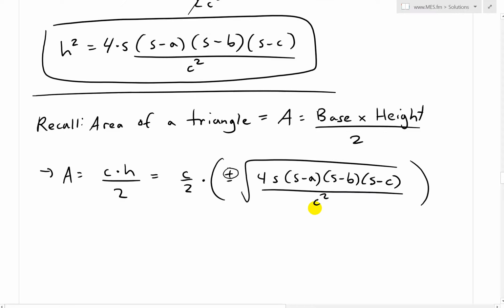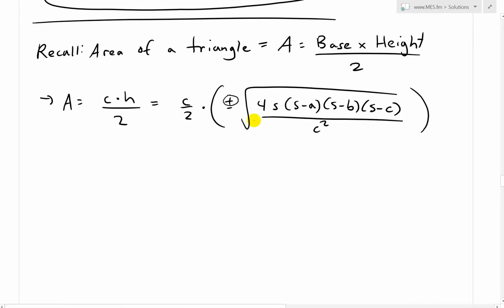And now going even further, we could simplify this even more. So we're going to take the positive of this square root. And also this c over 2 can be written, again with a plus or minus, as the square root of c squared over 4, and then just take the positive. So that just equals that. The square root of this is going to be c divided by 2.